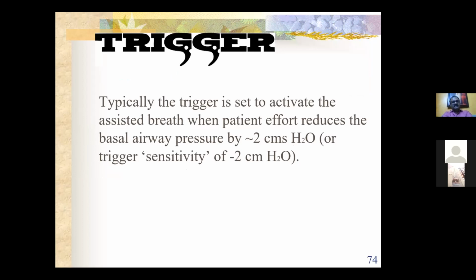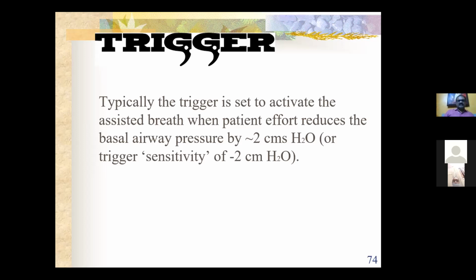If you're setting a pressure trigger, there will be a basal airway pressure during expiration. If the pressure falls below that, usually what we set is minus 2 centimeters below the basal airway pressure in the expiratory time. If the patient is taking a breath, there will be a pressure drop. If it is 2 centimeters below the basal airway pressure, then the machine will trigger. That is usually what we set: minus 2 centimeters of water pressure.